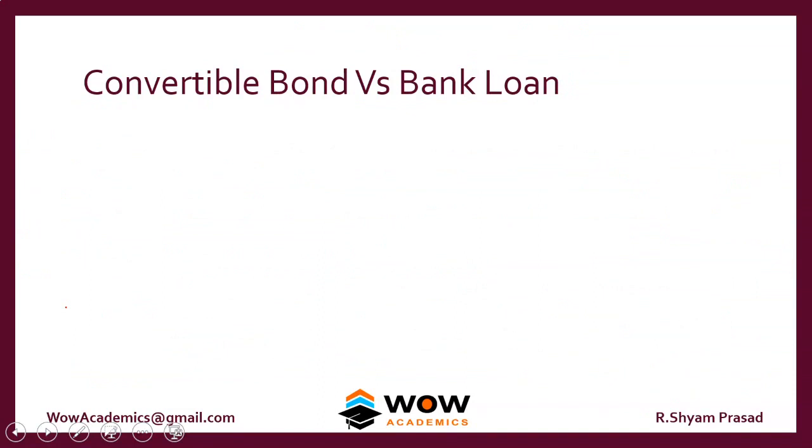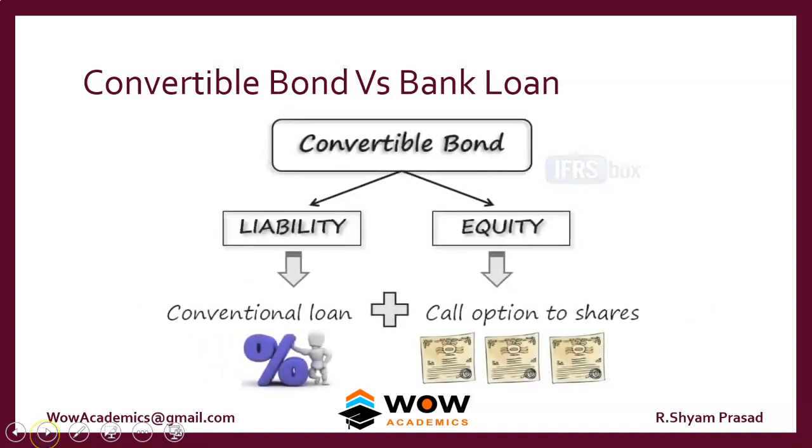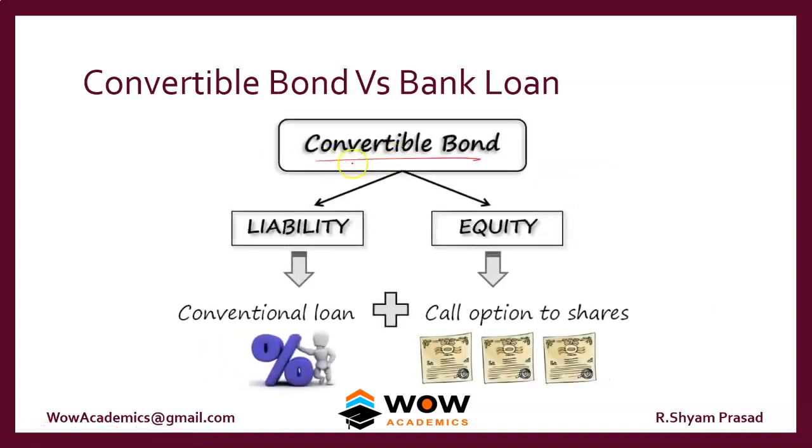So we'll move on to the convertible bond versus a simple bank loan. What is a convertible bond? A convertible bond is a combination of equity and liability. A part of the loan is a conventional or normal loan, and the other part is the right to buy shares, a call option on shares. So it has two elements, the loan element and the right to buy shares element.